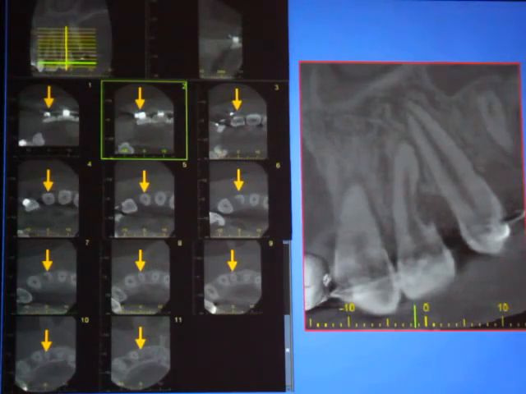And the same thing can be done for the coronal section and the sagittal sections as well.